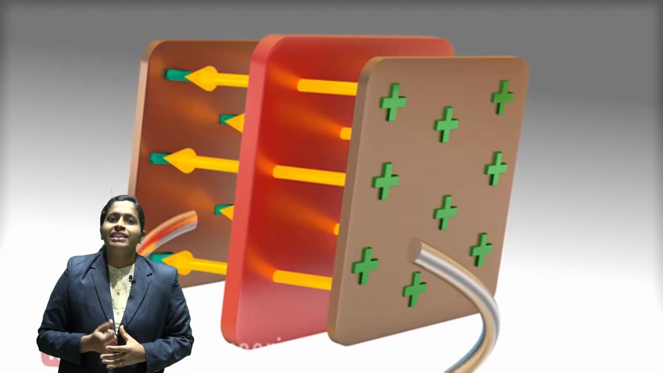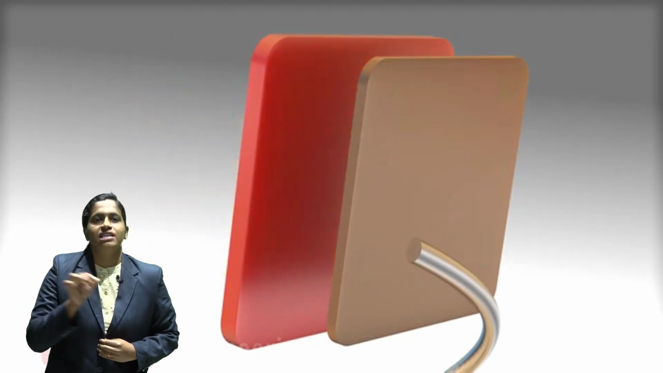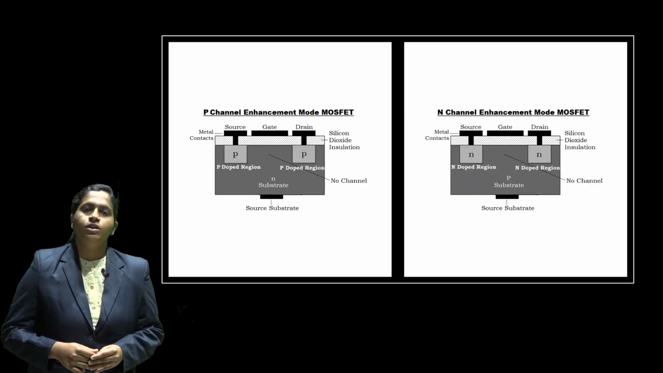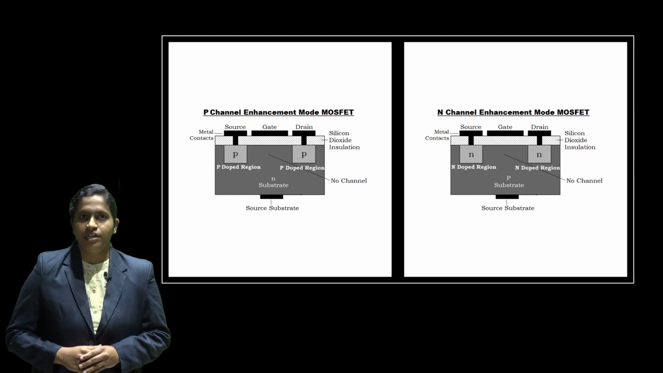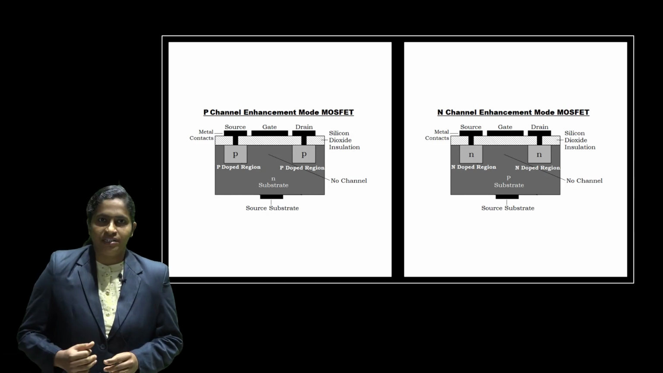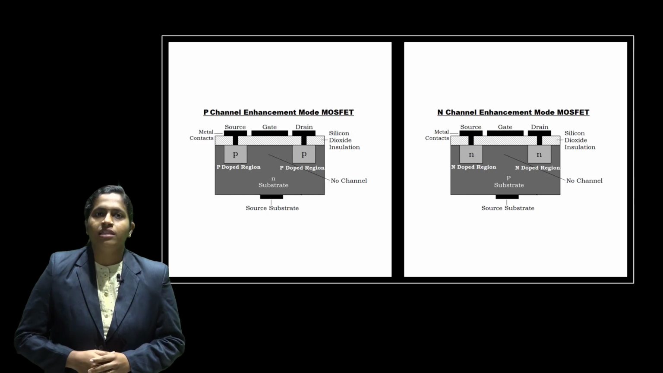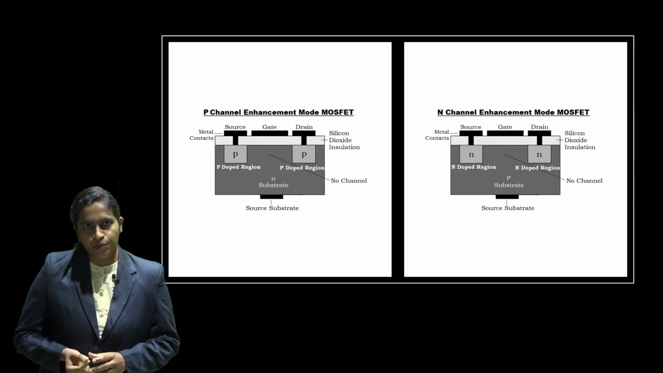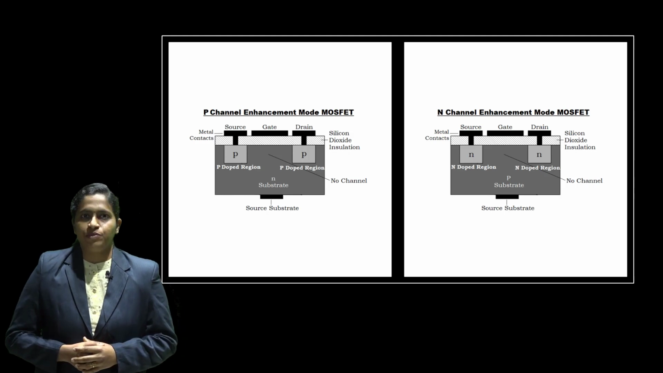Why are we using a very thin layer? Because we want to have control over the surface of the P type substrate. So dear students, you understand here, in the N channel enhancement type MOSFET we have the drain and source terminals, the substrate terminal, as well as the gate terminal. In an N channel enhancement type MOSFET, the substrate is made up of P type semiconductor, and the drain and source are made up of N type semiconductor.